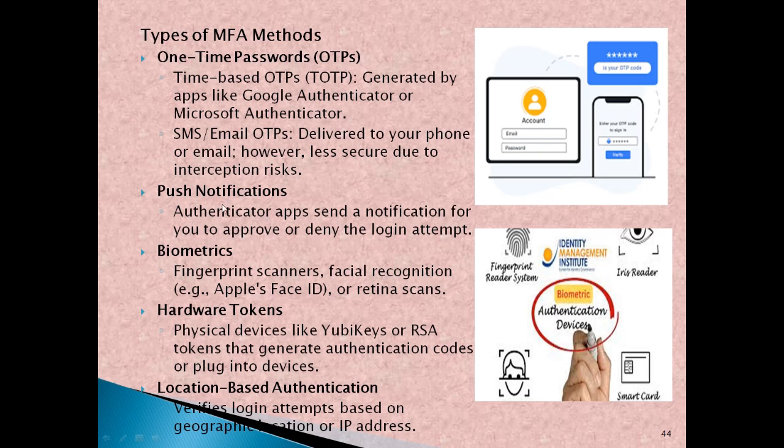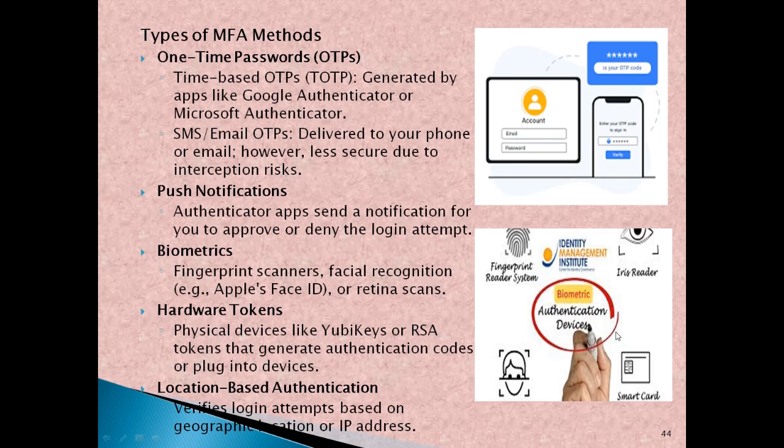Then we also have push notifications. There, the Authenticator app sends notifications for you to approve or deny the login attempt. We also have biometrics, which are fingerprint scanners, facial recognition, and the rest of it. We also have hardware tokens, which are physical devices like the YubiKey and RSA. Look at this, for example, a YubiKey.